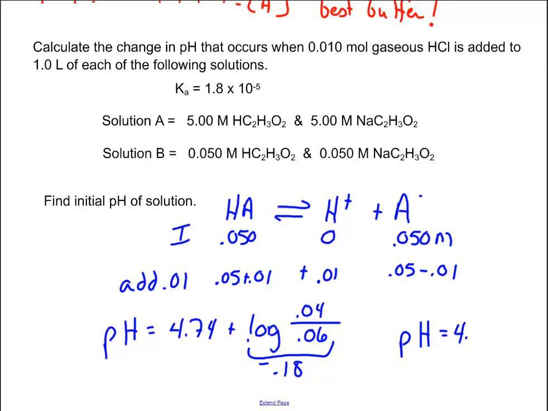So my pH has been lowered a bit by adding that gaseous hydrogen chloride, but the pH hasn't changed very much. So again, buffers maintain a very small pH change. This buffer changes more because it has a smaller buffering capacity, because the concentration is smaller.